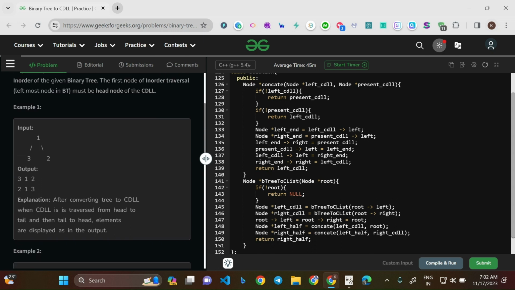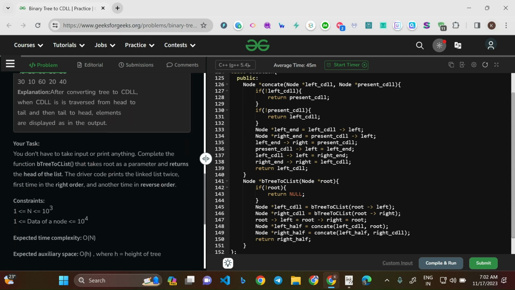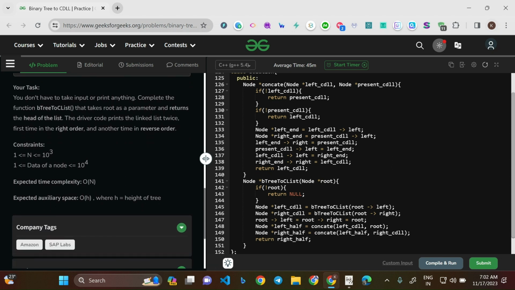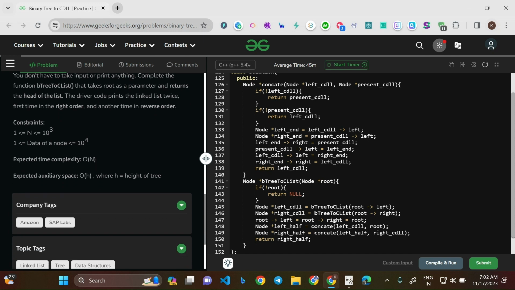I hope you understood. We'll even go through the examples that have been given and solve them. The constraints are n goes up to 10^3 and data of node goes up to 10^4. This really does not matter, though n matters because we need to figure it out. Expected time complexity is O(n), as I'm visiting all the nodes via recursion. As for auxiliary space, our solution doesn't use any auxiliary space. It's just that we are constructing the required CDLL.